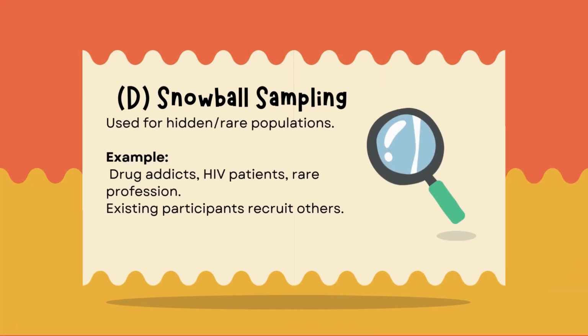Now, snowball sampling. This technique is employed for hidden or rare populations. For example, drug addicts or rare professions. Existing participants recruit others for the study.